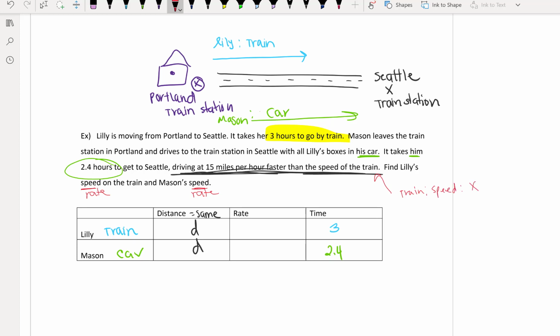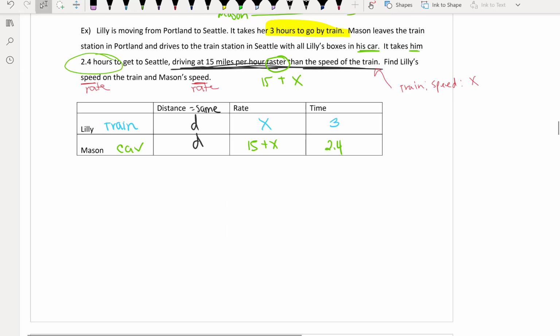That's unknown, so let's call that X. So the train, I don't know how fast it's going. It's going X amount. But I know that him driving, so that's Mason in his car, is driving 15 miles per hour faster. So if I have faster, that's going to be addition. So I'm going to have 15 plus the speed of the train, and the train we said was X. So I can say that this is going to be 15 plus X, or I can write it as X plus 15. Doesn't matter.